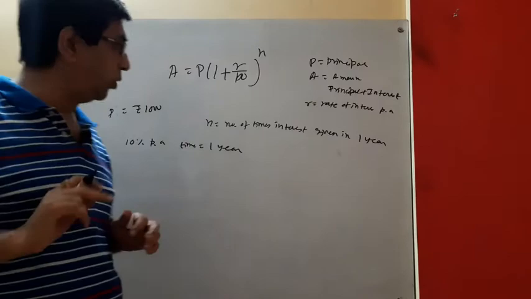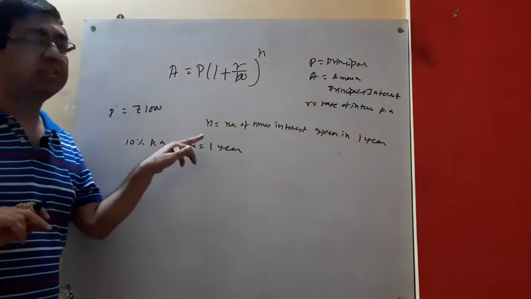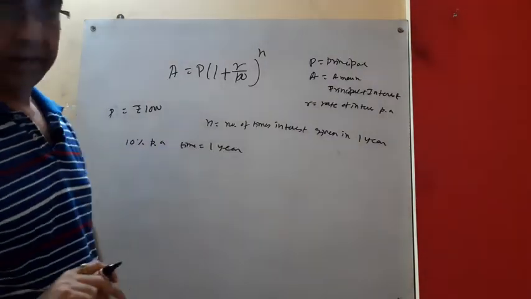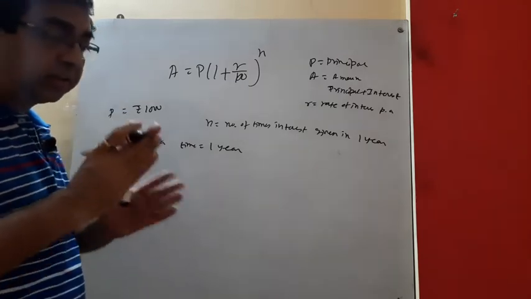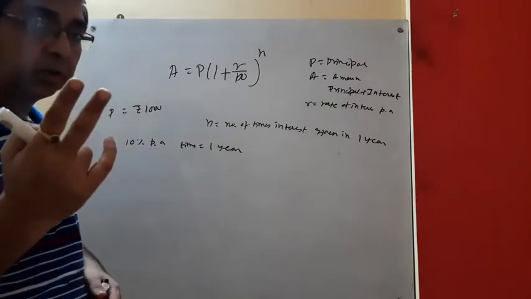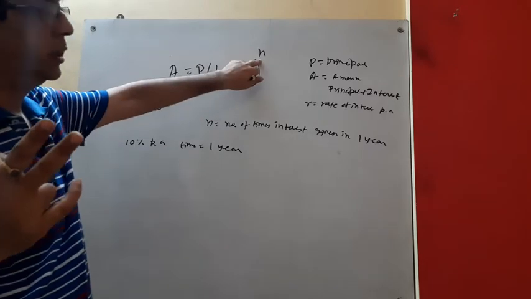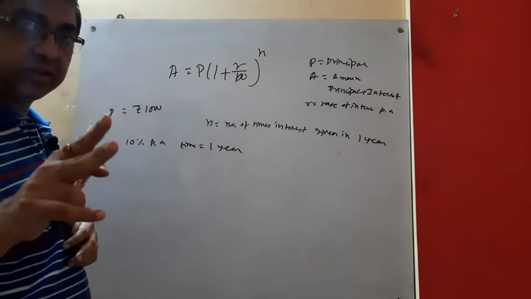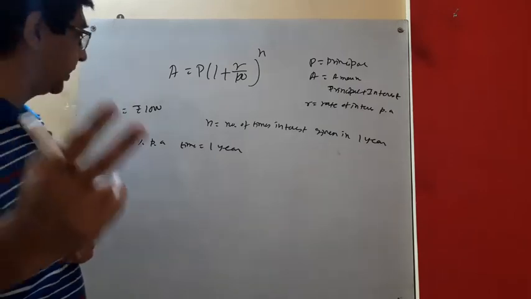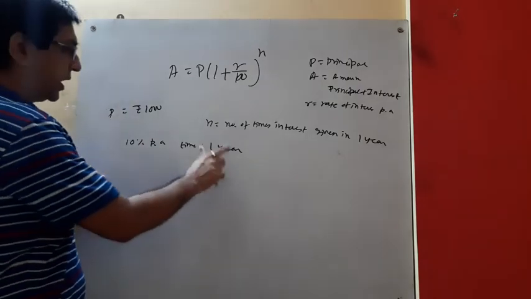Now suppose the interest is given semi-annually. That means in 1 year, with 6 months each, there will be 2 conversion periods. N will be 2. That is, in 1 year there will be 2 interest payments. 2 times interest will be given.